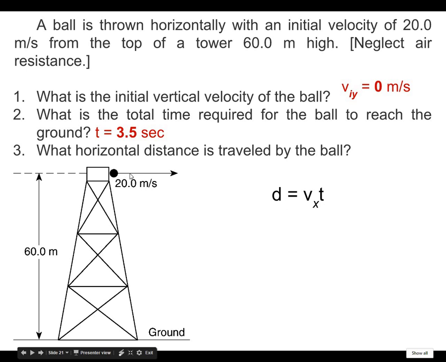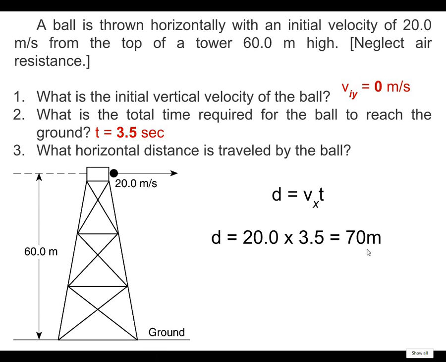So to calculate the horizontal travel of the ball, we will use the formula for the motion of any object at a constant velocity. The distance traveled by the object at a constant velocity is the velocity times the time, and we plug in numbers, which means 20 times 3.5 time traveled, and it gives us 70 meters. So horizontally, our ball will travel 70 meters before it hits the ground.